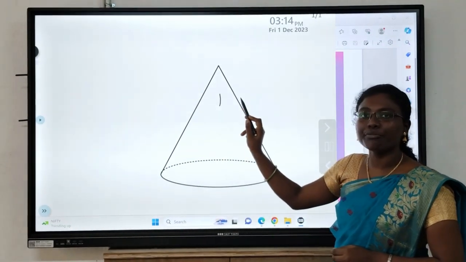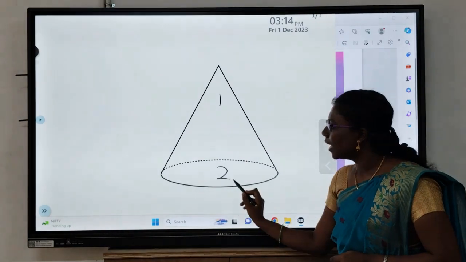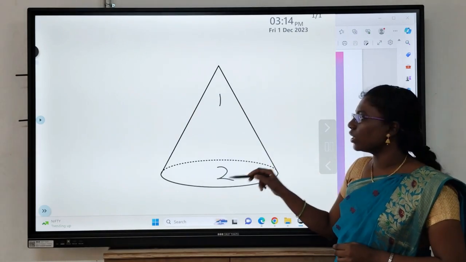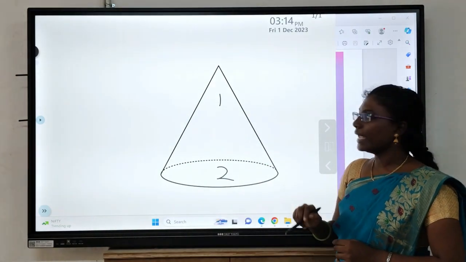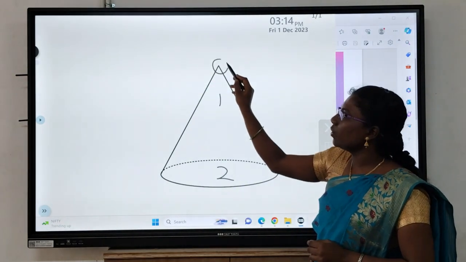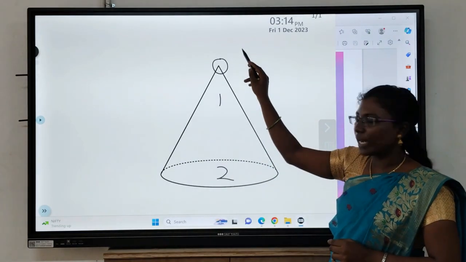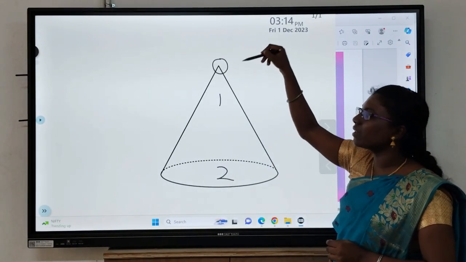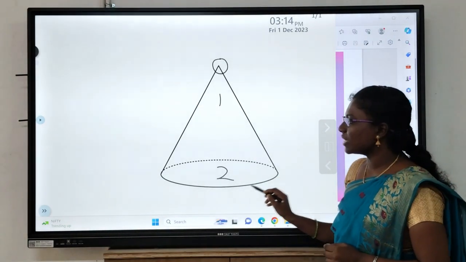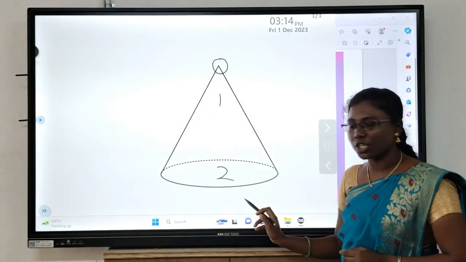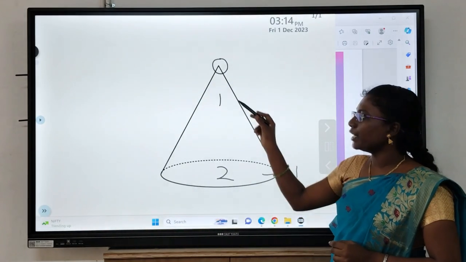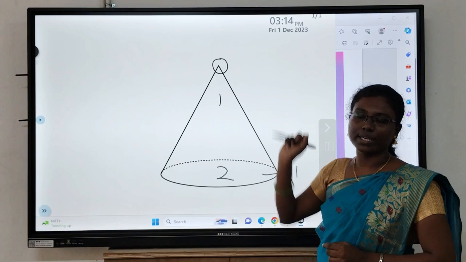First, this one is the first face and this is the second face. So face 1, face 2. These 2 are the faces in a cone. Next, vertex. How many vertices? Only one vertex, because it has only one corner, and it has only one edge, which is this one. So only one edge in a cone shape, 2 faces and 1 vertex.